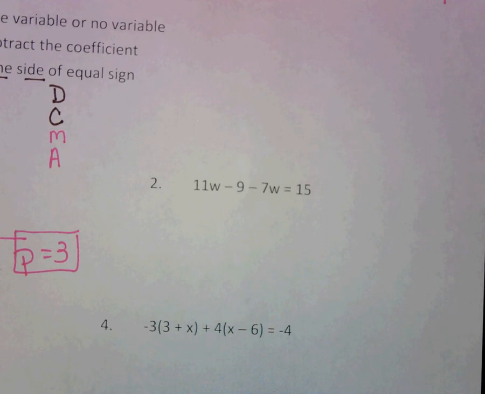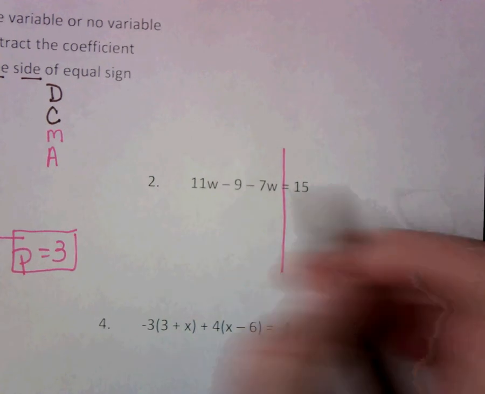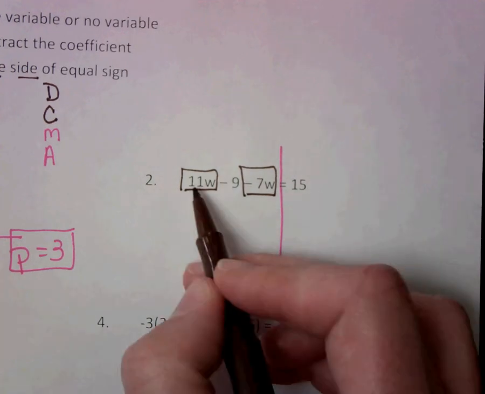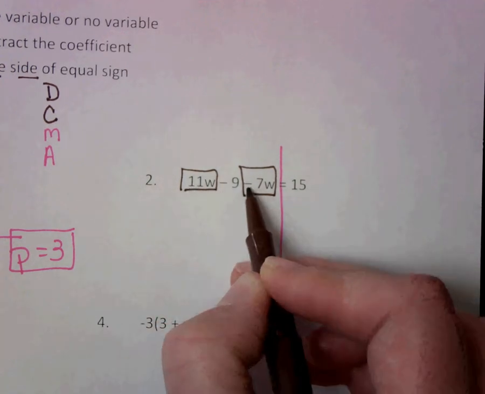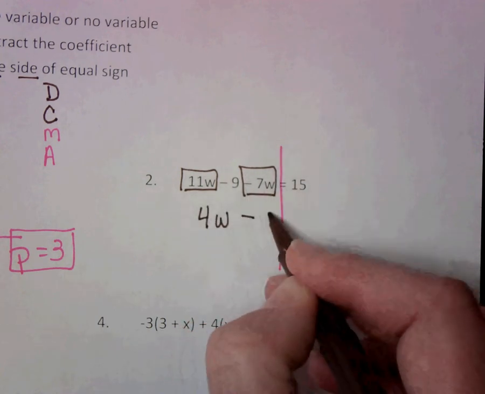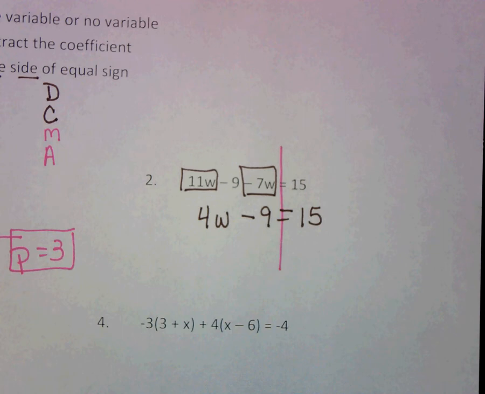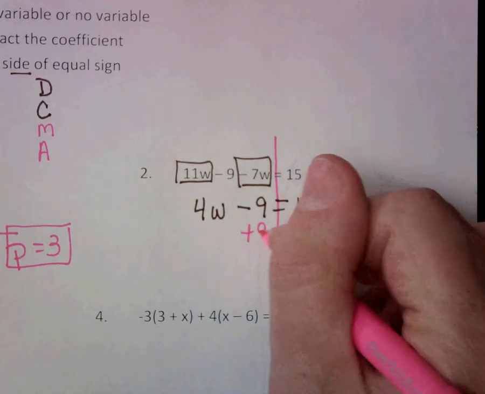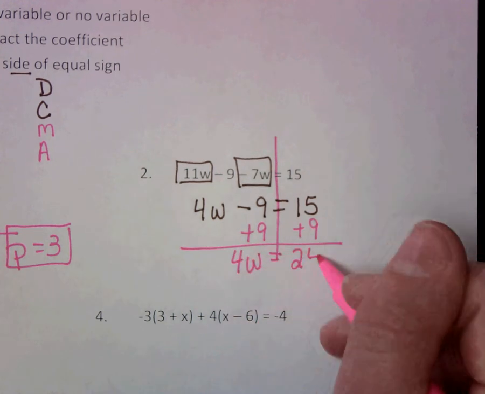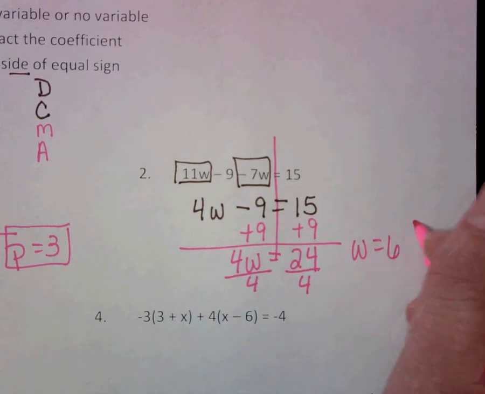Okay, let's look at number 2. Remember, we want to look for like terms on the same side. So I've got 11w and negative 7w. This would be 11w minus 7w. We look at the sign that's in front of it. So that's 4w minus 9 equals 15. And now we're down to just our regular two-step equation. So now we would add 9. 4w equals 24. Divide by 4. w equals 6.